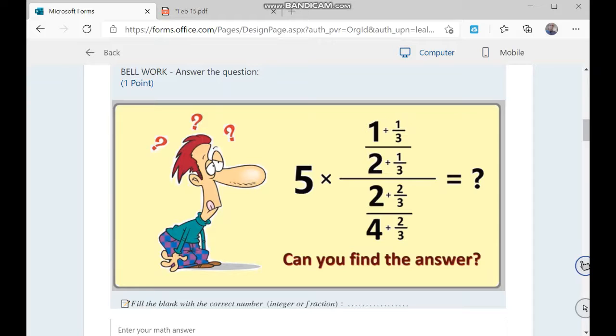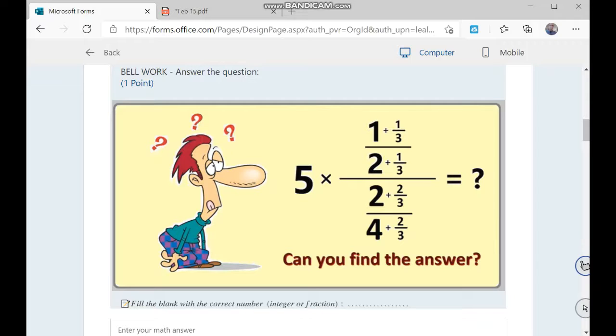Let's work on our bell work today. What is going to be the answer for this bell work? Can you find the answer? You have 5 times, and then you have a complex fraction. This looks kind of hard. Can you simplify it? Can you find a number that will represent this whole complex fraction?